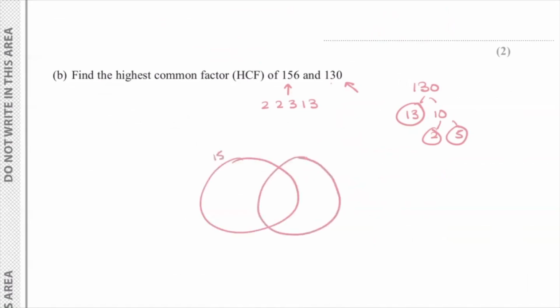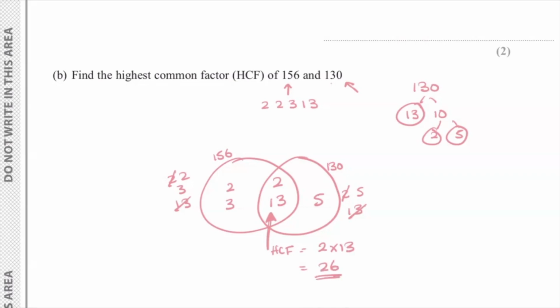So this circle is my 156 circle, where I've got 2, 2, 3, and 13. This is my 130, where I've got 2, 5, and 13. And then I just match up whatever I can to go into the middle. So a 2 can match, and a 13 can match. 2 and 3 would live here, 5 would live here. Now, the highest common factor is the middle section only. So it's 2 times 13, which is 26.